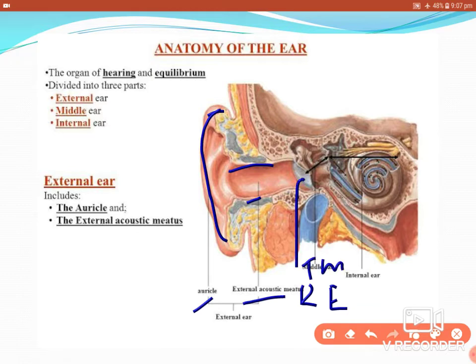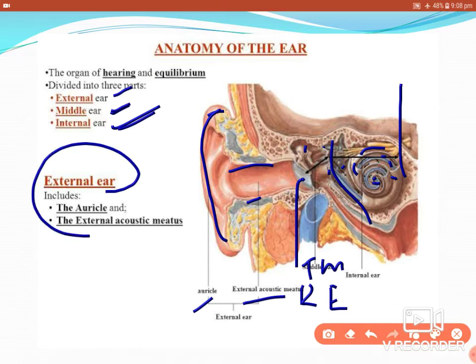Medial to the tympanic membrane, you can see the ear ossicles, part of the middle ear. Then medialmost, you can see the semicircular canals with the cochlea, which form the internal ear. So the ear is divided into the external ear, middle ear and the internal ear. We'll see the features of the external ear, which includes the auricle, the external acoustic meatus, and also the tympanic membrane, which separates the external ear from the middle ear.